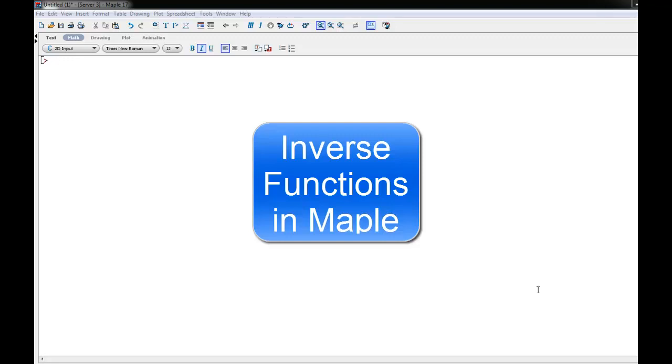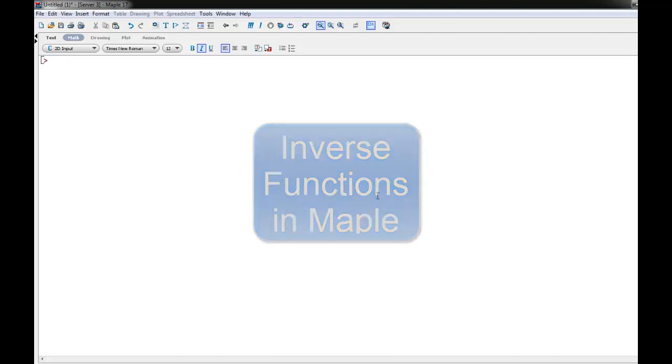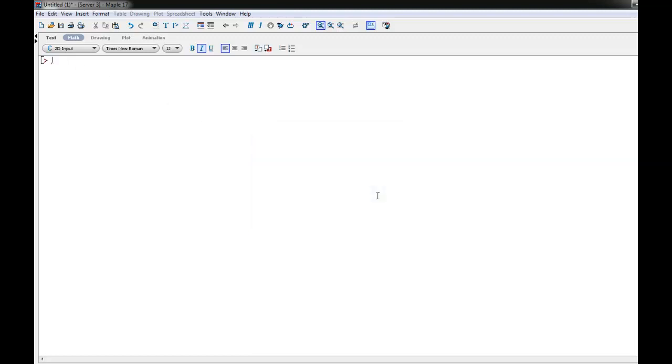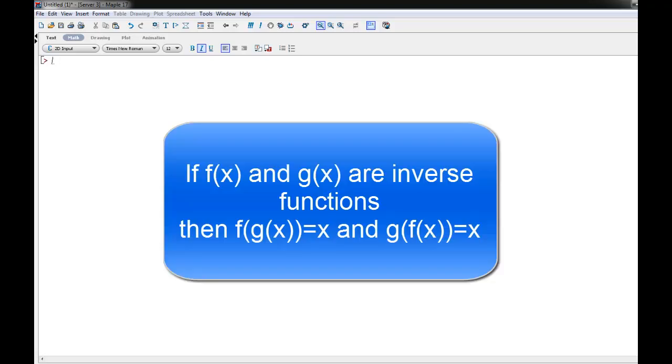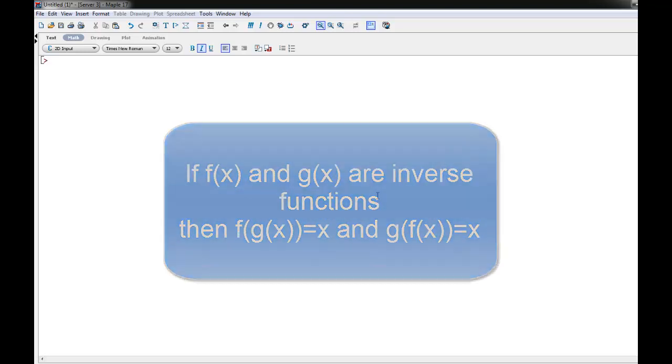Today we're going to use Maple to explore inverse functions. Inverse functions are functions which basically reverse one another. If you have two inverse functions, f and g, and you take their composition, so you take f of g of x or g of f of x, then you should just get back your original input, or x.